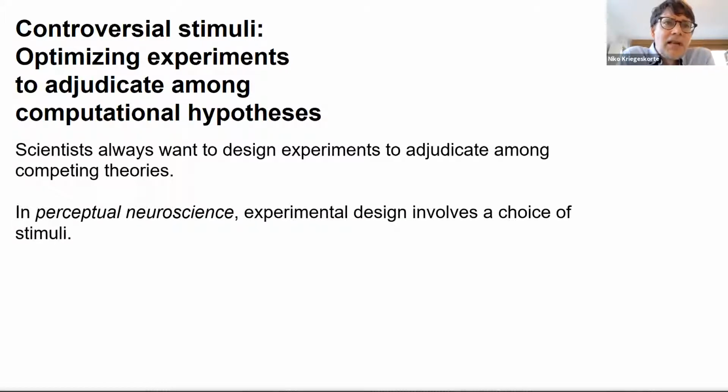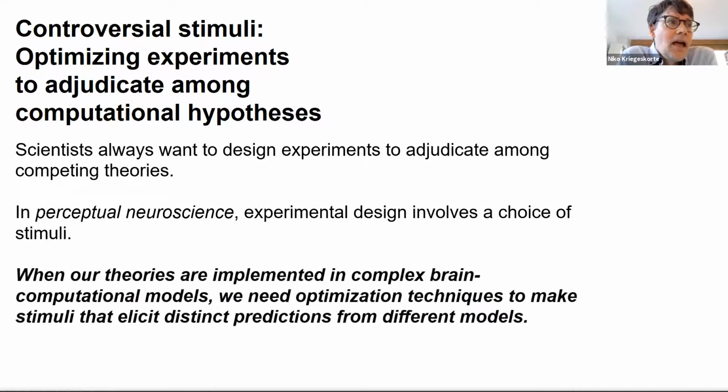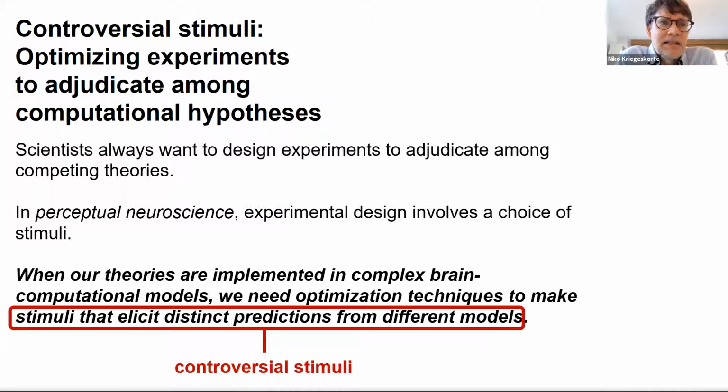In perceptual neuroscience, the experimental design involves a choice of stimuli. And when our theories are implemented in complex brain computational models, as is increasingly the case in cognitive computational neuroscience, then we need optimization techniques to make stimuli that elicit distinct predictions from different models. So this is just designing good experiments. And this last phrase here, stimuli that elicit distinct predictions from different models, is the definition of controversial stimuli. So the idea is that these stimuli are controversial between two models or among a set of models.